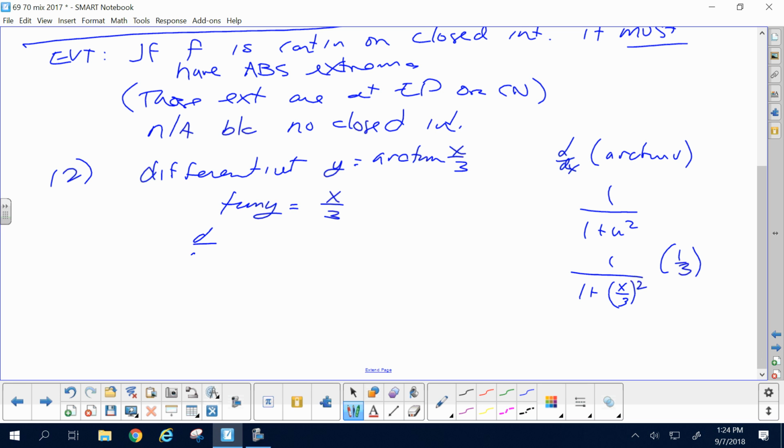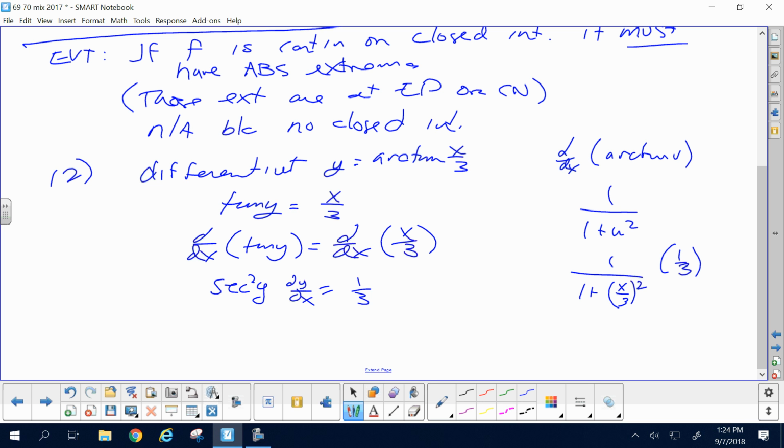Differentiate with respect to x, both sides. The left side derivative is the derivative of the outside, which is secant squared y, times the derivative of the inside, dy dx. Derivative of the right side is strictly just 1/3. dy dx then is the 1/3 is still there. Now I could divide by secant squared, but secant squared in the denominator is the same as cosine squared in the numerator. I think you'll agree.